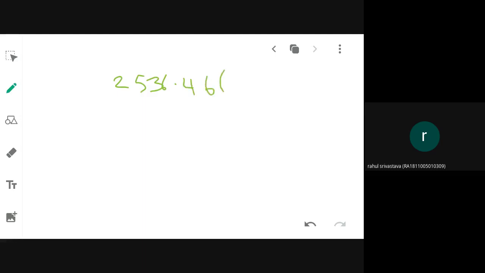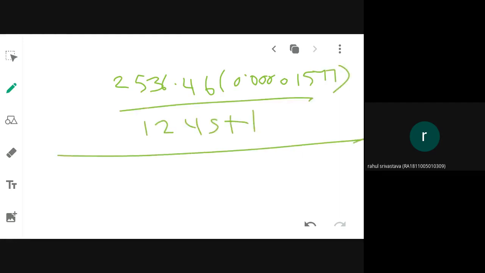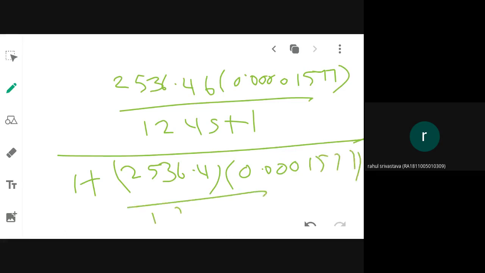2536.46 into 0.0001577 divided by 124 s plus 1, then 1 plus again 2536.4, same 0.0001577 divided by 124 s plus 1 into that, h of s is 26.76. This you reduce. Okay, then you might get a transfer function.